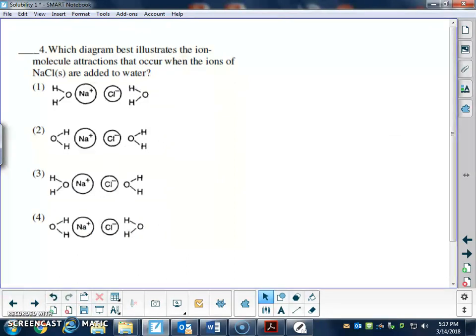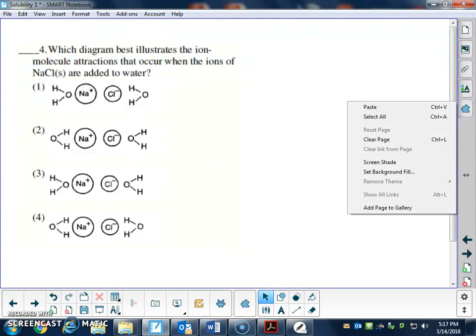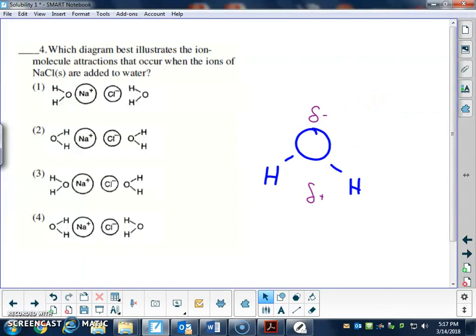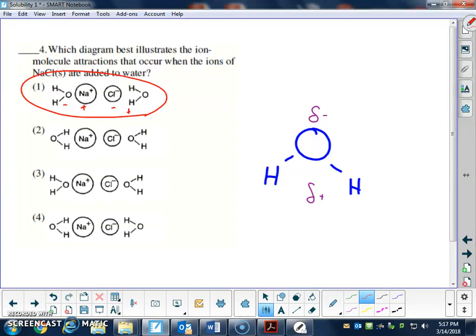In number 4, this again has to do with the water molecule. Remember, the water molecule is polar. And so you have a polar molecule that has a negative end and a positive end. There's your negative end. Here's your positive end. Opposites attract. The sodium ion is positive. The oxygen end is negative. So this is a negative, that's a positive. So that's your choice. Number 1 is the correct answer. Opposites attract because the water molecule is polar.